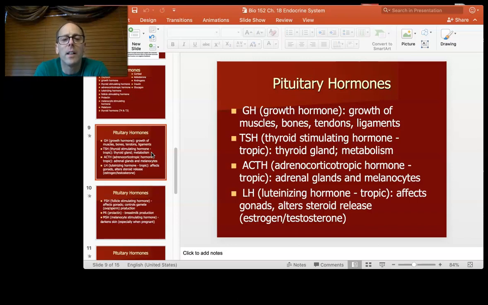And then the last one on this list here is luteinizing hormone. Now, luteinizing hormone is one of 2 that we're going to talk about that are related to sexual reproduction. Luteinizing hormone basically causes the release of hormones like estrogen and testosterone. So it targets the ovaries, it targets the testes.